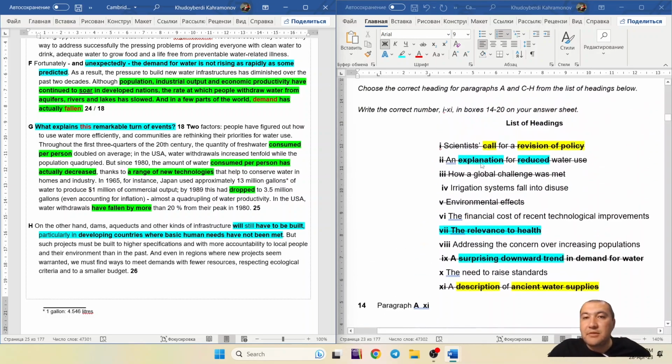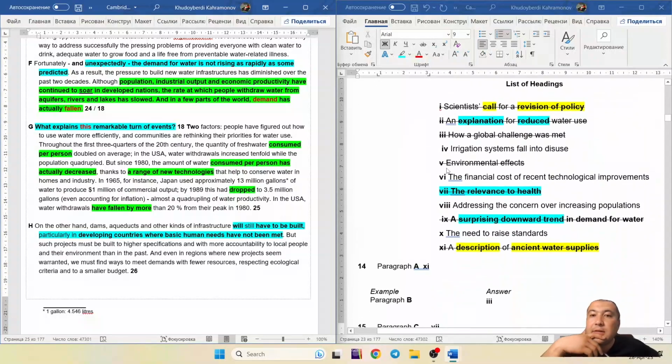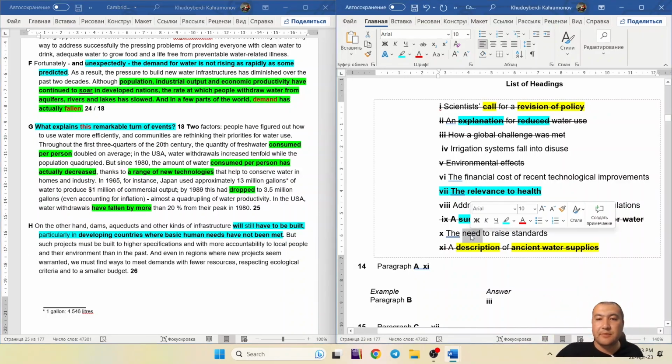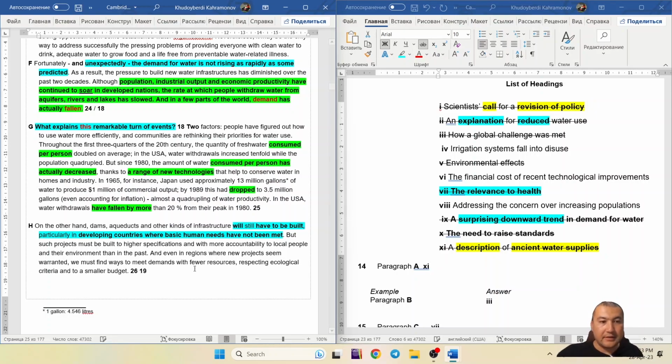And let's pay attention here to what words we had. Irrigation system fall in this use. It's not about irrigation. Financial costs. It's not about cost. Addressing concern of ever increasing. It's not about concern. And need to raise. This is the one. It's talking about need to raise. Yeah, sorry. Let's write 19 here.